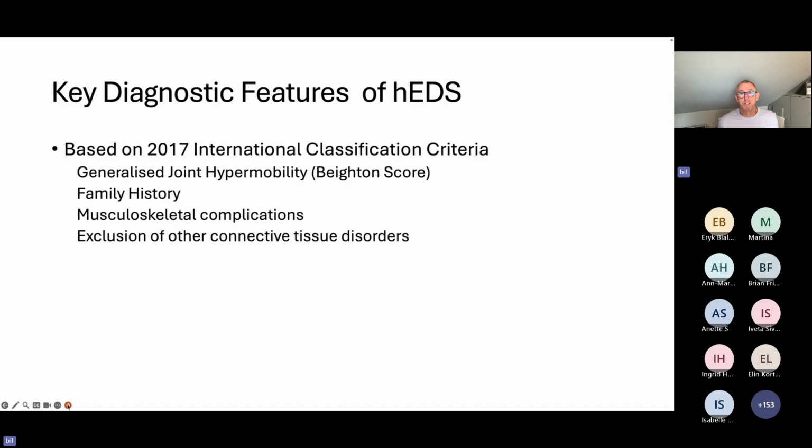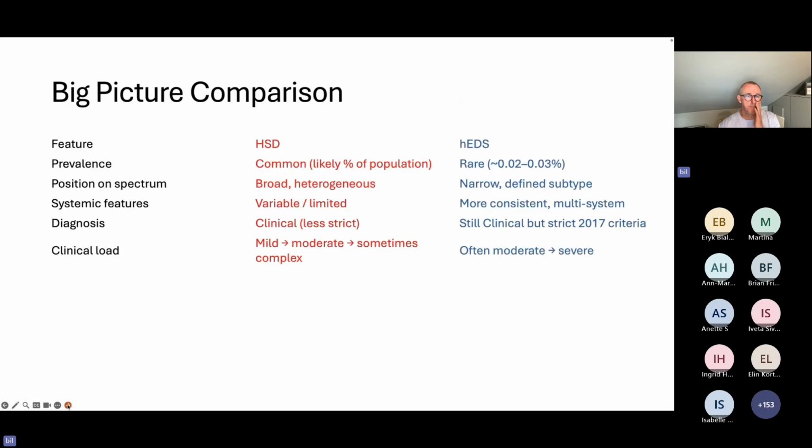So the key diagnostic features of HEDS are based on 2017 international classification criteria, and they look at generalized joint hypermobility, which is assessed using the Beighton score, which has all sorts of issues with its validity and reliability, but it is what we're using at the moment until we have something maybe better. Family history of hypermobility. Musculoskeletal complications, and then an exclusion of other connective tissue disorders.